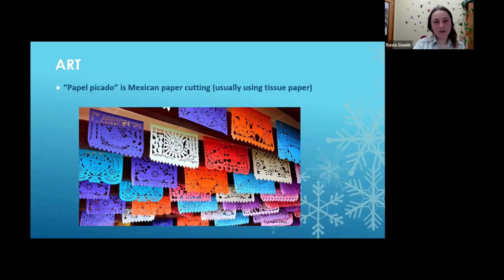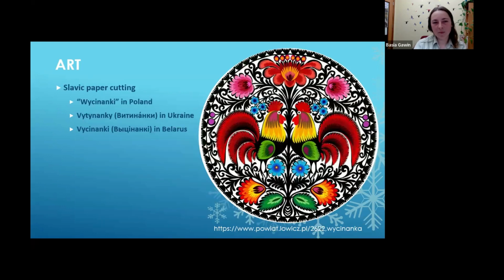And one that is near and dear to my heart is Slavic paper cutting. So I'm Polish, and I grew up knowing about what we call wycinanki in Poland. But there's also Ukrainian and Belarusian versions of this. So for these, you would cut out different shapes, a lot of floral themes. There's a lot of roosters, and you'll cut out different layers out of different colored paper and then glue them on top of each other.